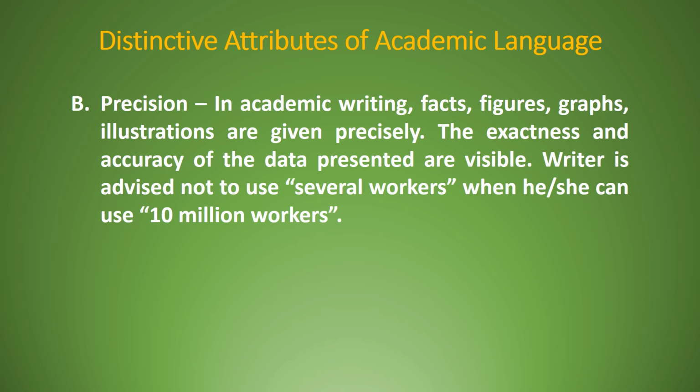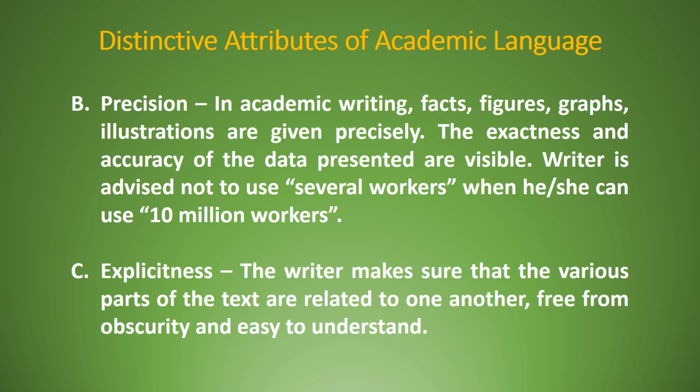So we have here several workers, meaning to say it's not definite, it's not precise. What if we're going to say 10 million workers? We have specified it as 10 million workers. So it's more comprehensive. There is precision. If we're going to say other quantifiers like few, that is also not acceptable. So there must be precision of the terminologies or the facts, the figures that we're going to stipulate in writing.